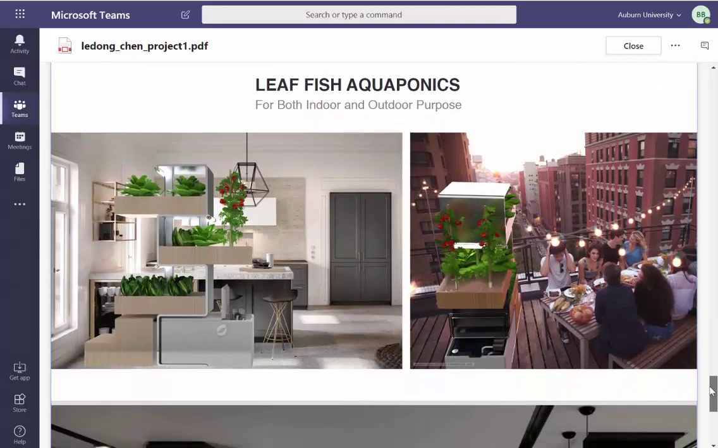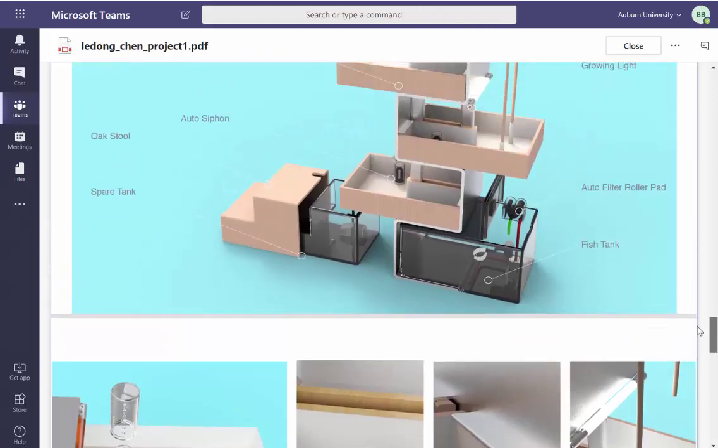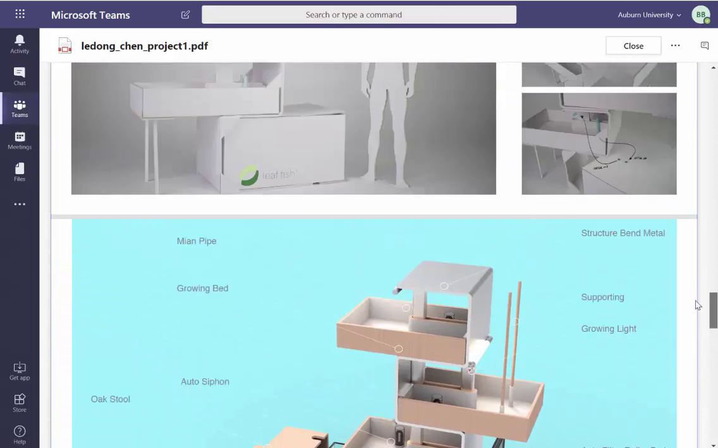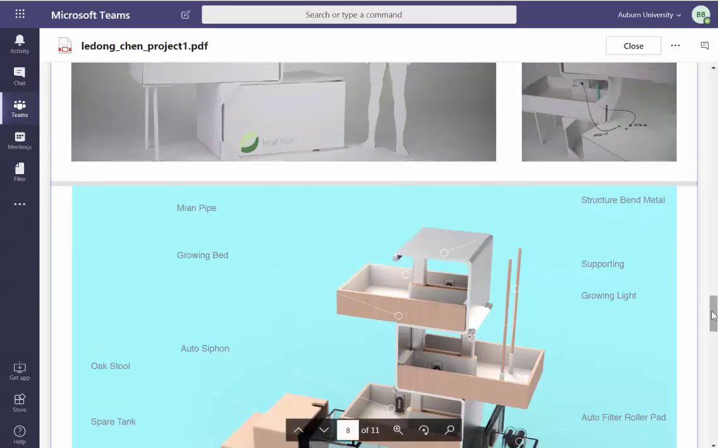Let's see. Okay. My biggest concern at this point is, well, it's for fish and greenery, and I see neither fish nor greenery.